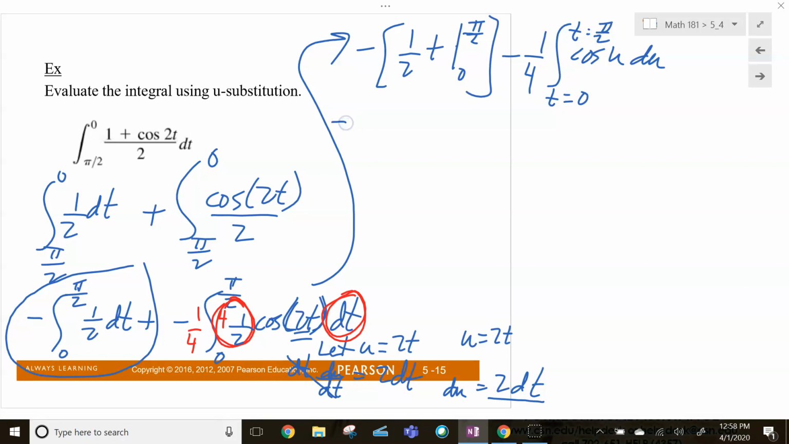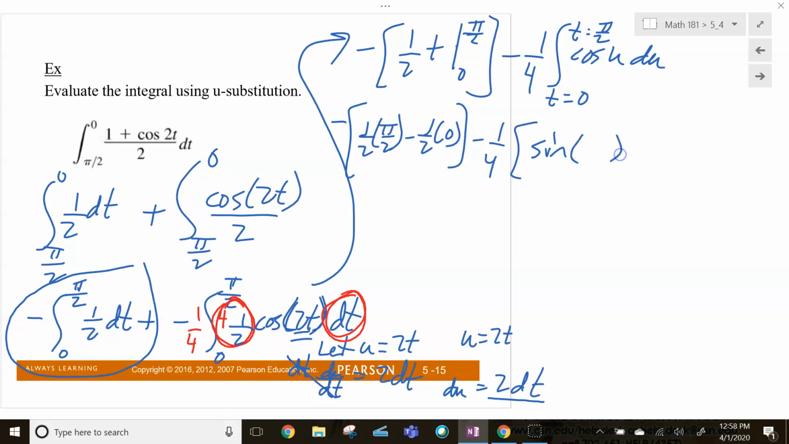Alright, so we got negative. Plug in the pi halves. 1/2 pi halves minus 1/2 times 0 minus a 4th. Now I'm going to take the integral of the cosine, which is the sine. So I got sine of u. Now I'd normally put the u, but I'm going to change it back to my t. So u is 2t, because this is in terms of t being 0 to t being pi halves. I'm going to change it back for it. Plug those in.